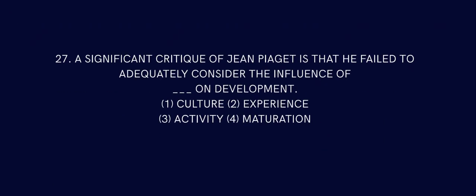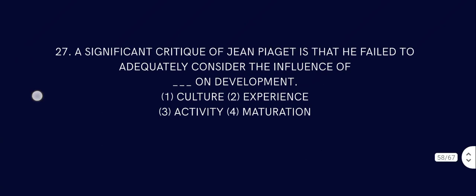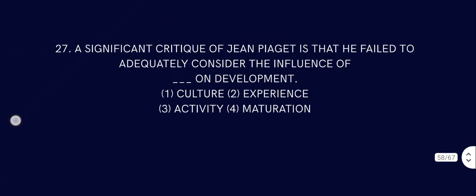Question number 27. A significant critique of Jean Piaget is that he failed to adequately consider the influence of dash on development. What did Jean Piaget fail to consider? His experience, activity and maturation? He did not talk much about culture, I think. Yes, the answer is culture. He really neglected that a bit in this field.